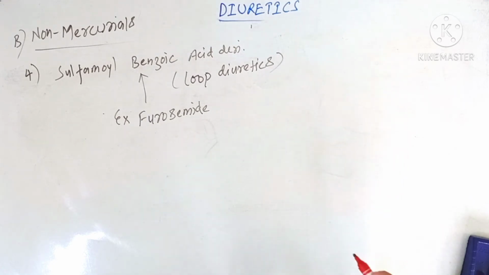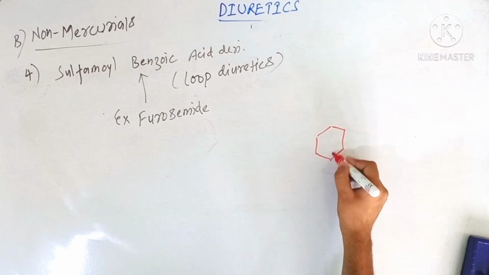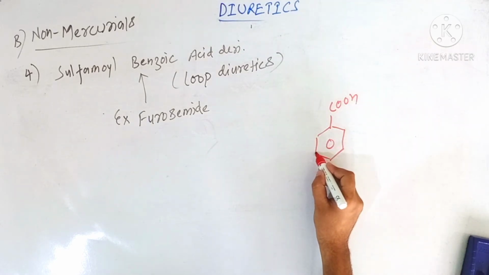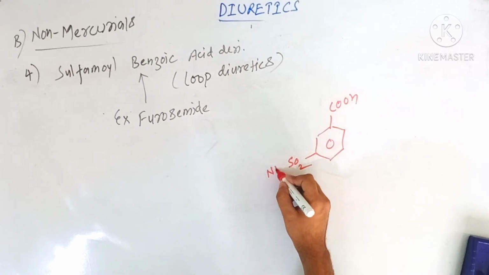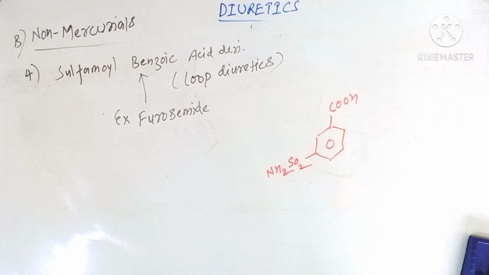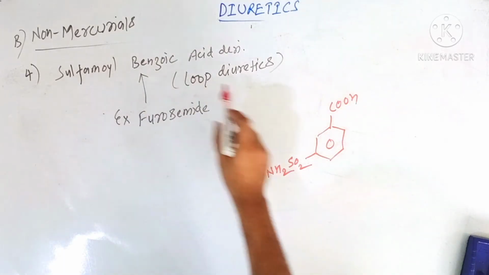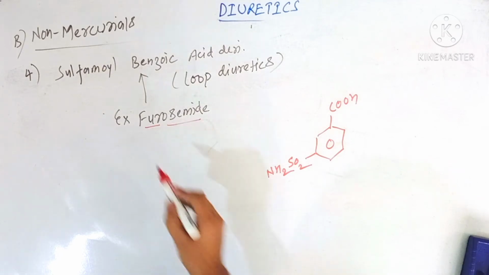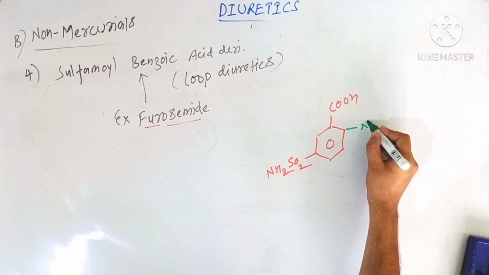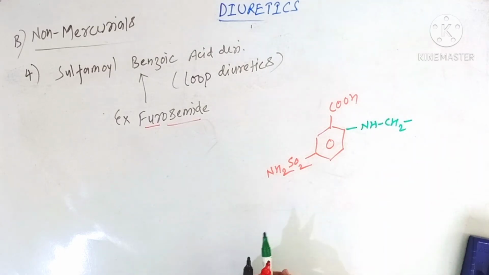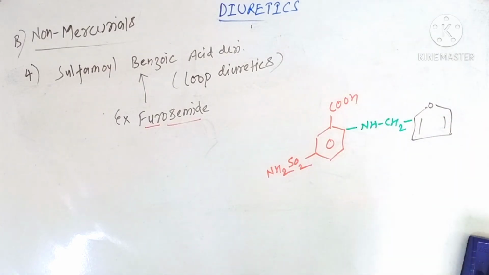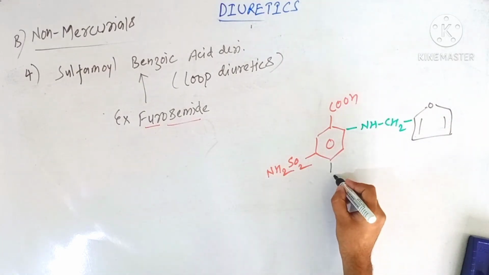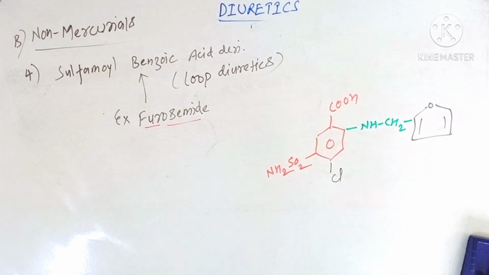So first we will draw the structure of sulfamoyl benzoic acid. So this is your benzoic acid, and at the meta position this drug has a sulfamoyl moiety. This is your NH2SO2 sulfamoyl moiety. So this is the basic structure of sulfamoyl benzoic acid. Now furosemide, as the name indicates, furo means a furan ring is there. So this furan nucleus is attached here, NHCH2, and here is your furan ring, and at the para position furosemide also has chlorine. So these are the two structures you have to memorize for furosemide.